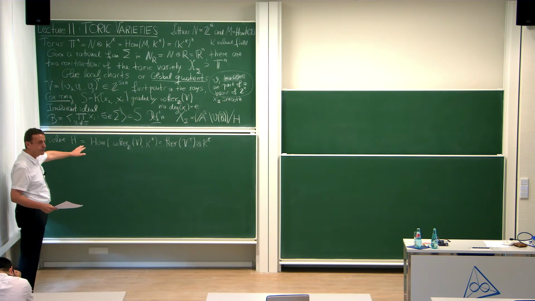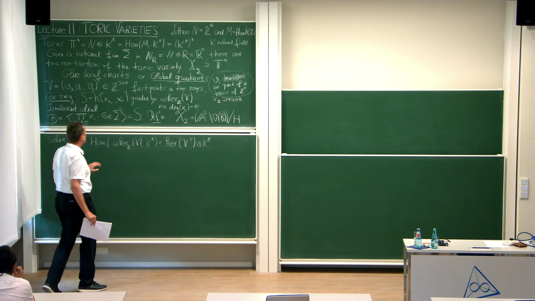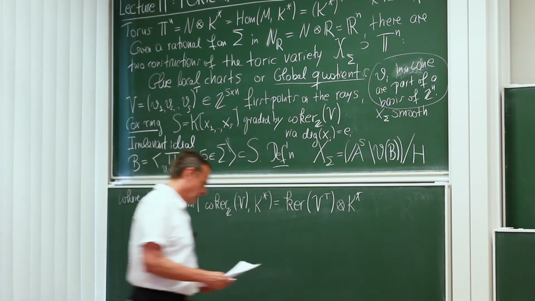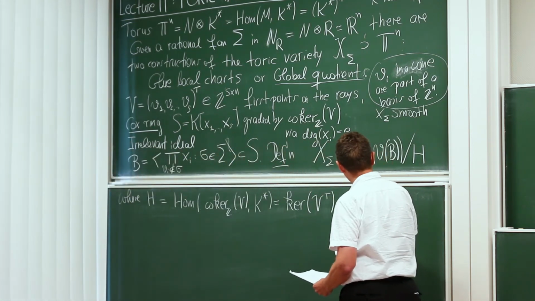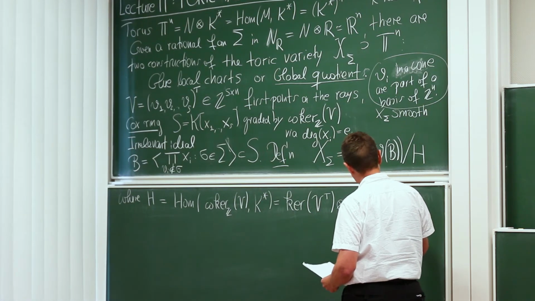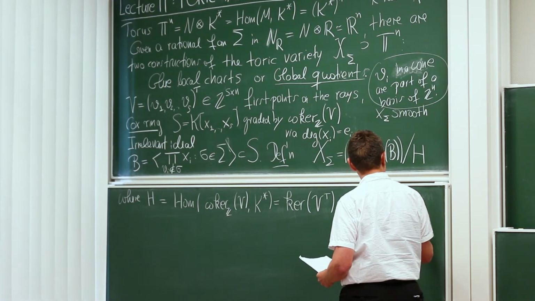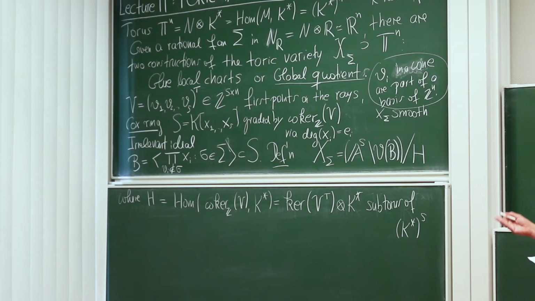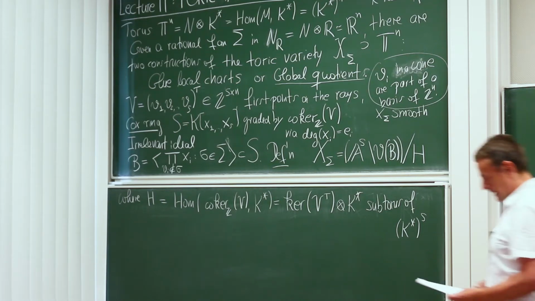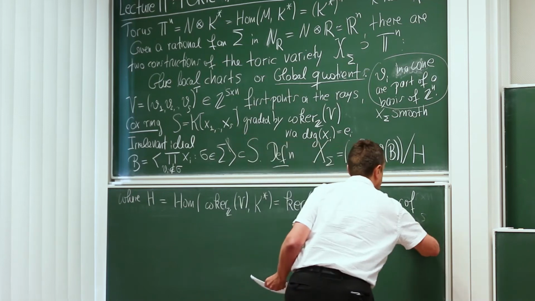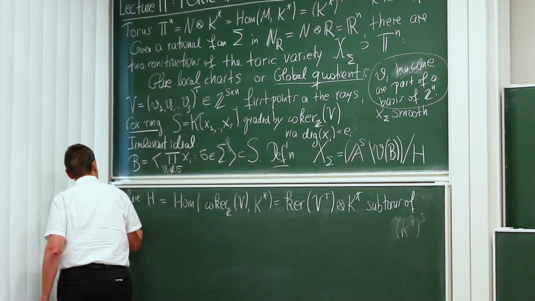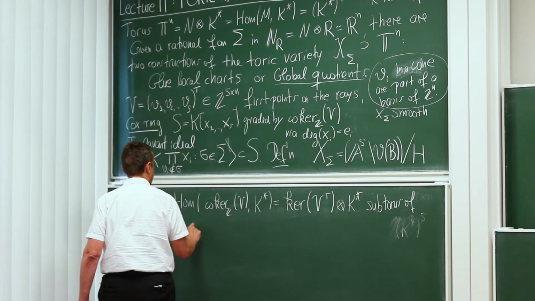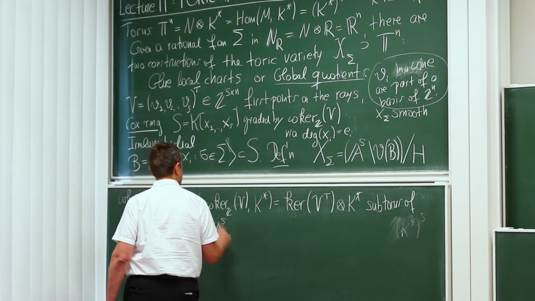So there's Hom from the co-kernel into K star, but the dual of this co-kernel is the kernel of the transpose, so we can tensor this with K star. This is a subtorus of K star to the S, the large torus, S is much bigger than N. And this acts naturally on A^S.